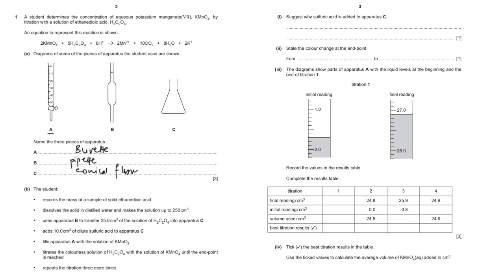Okay, we added 10 centimeter cube of sulfuric acid to apparatus C. Before, we used apparatus B, a pipette, to transfer ethane dioic acid into apparatus C, and then we also added sulfuric acid into it. Why did we do that? Ethane dioic acid is a carboxylic acid, which means it's a weak acid. So we added some volume of sulfuric acid to increase the amount of hydrogen ions. So why do we add sulfuric acid? We added it to provide H plus ions.